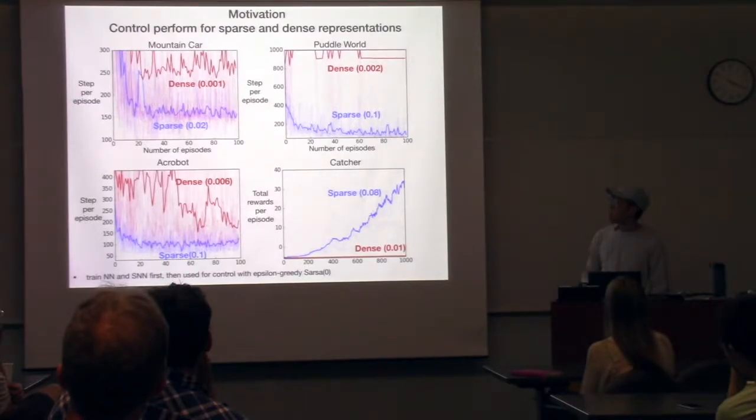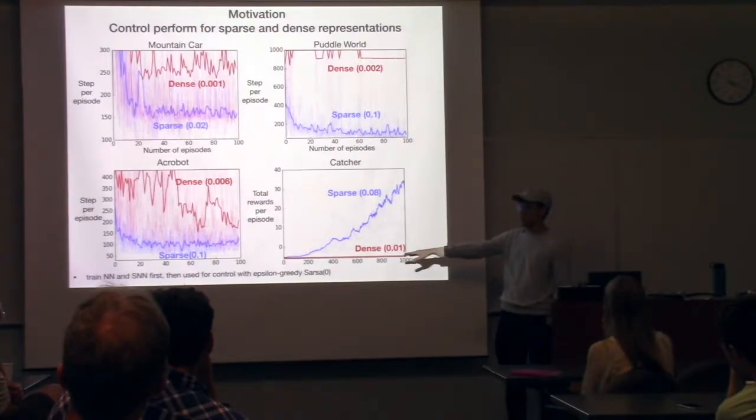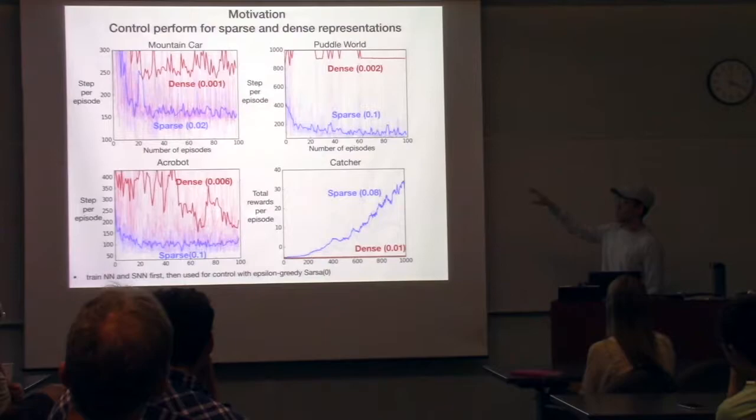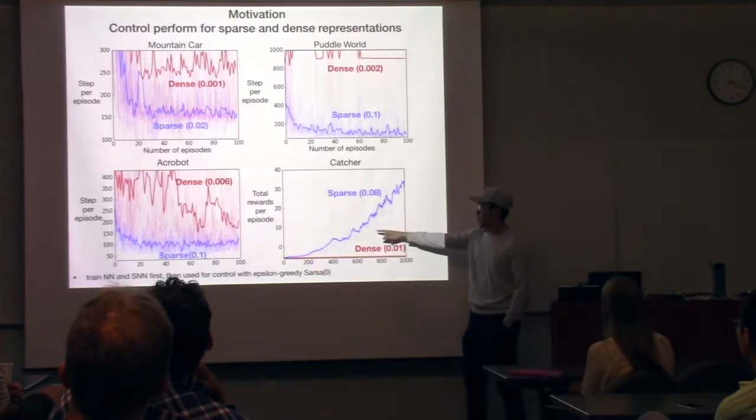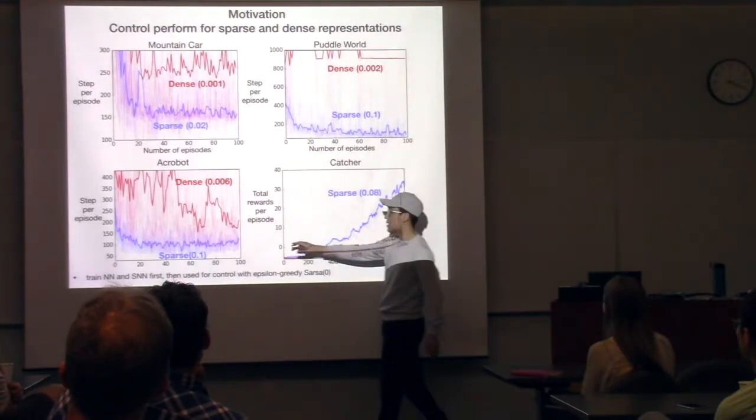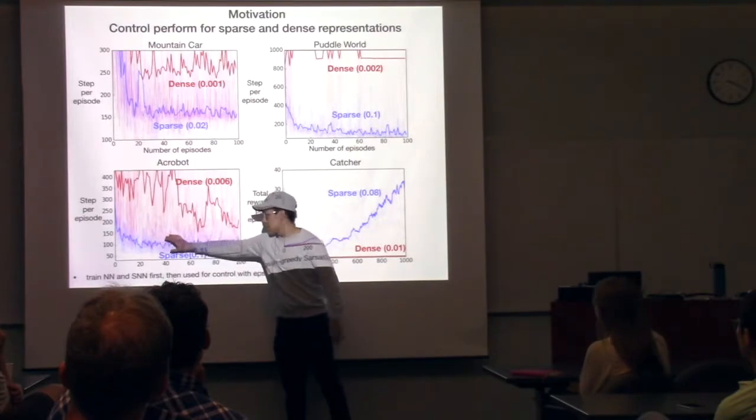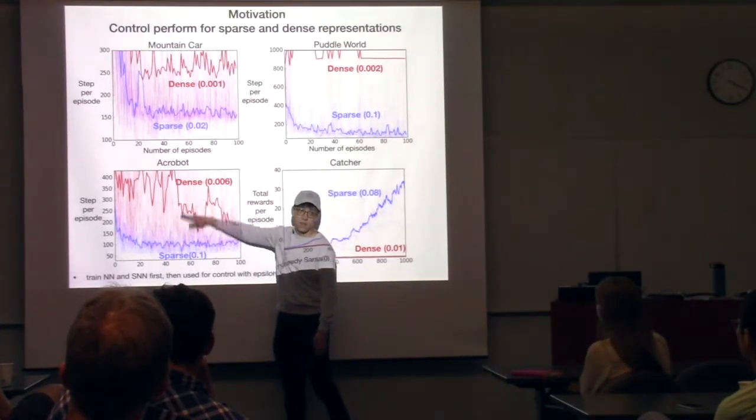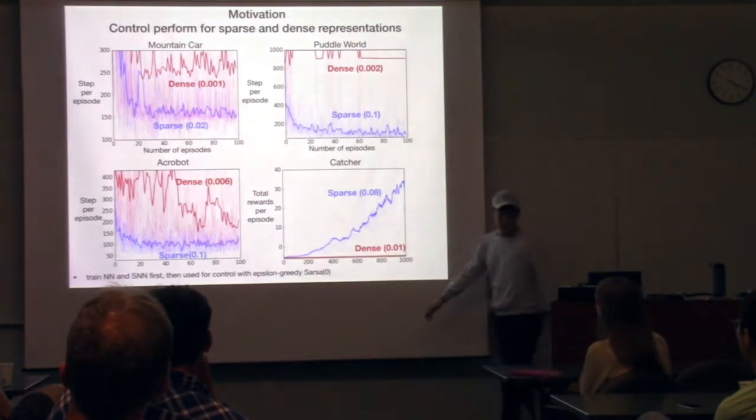Right. In general, the blue lines here are the sparse representation with the same control algorithm, epsilon-greedy Sarsa. In general, sparse representation did much better than dense representation. Each lighter line here represents a run. For example, in Acrobot, you can see the blue light lines are kind of close to each other, but the red line has huge variance. So it's very unstable.